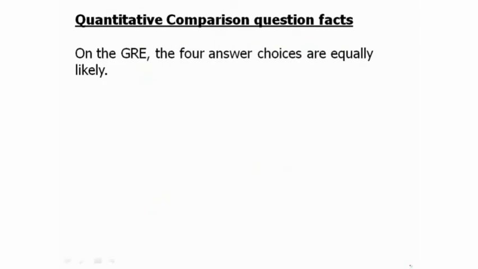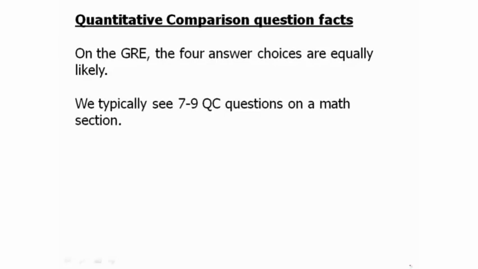So some basic facts about the question, now that we talked a little about the format. On the GRE, the 4 answer choices are equally likely. So in other words, the folks who write the test are careful so that on average they produce about the same number of questions that have an answer choice of A or B or C or D. So don't get stuck thinking that one answer choice is more likely than the others, because the GRE is very careful to make sure that that doesn't happen.